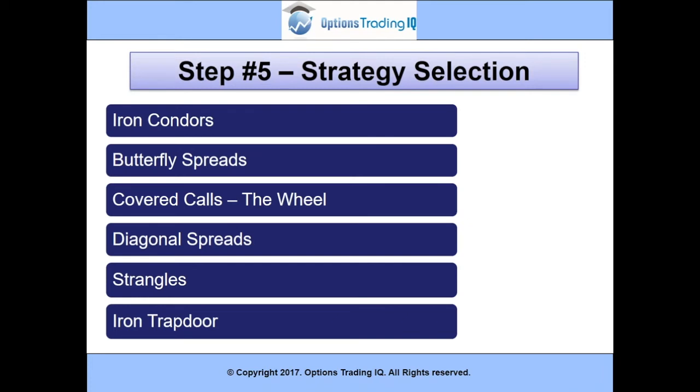And then the last one there is the iron trapdoor, which is a trade I've developed over the last 4 years or so. It's based on a condor, but it's modified, right? A lot of people, and I've had lots of emails about this over the last few years, have been hurt on condors on the call side. When people think about condors, they're worried about the flash crash, 1987, this big drop in the market.